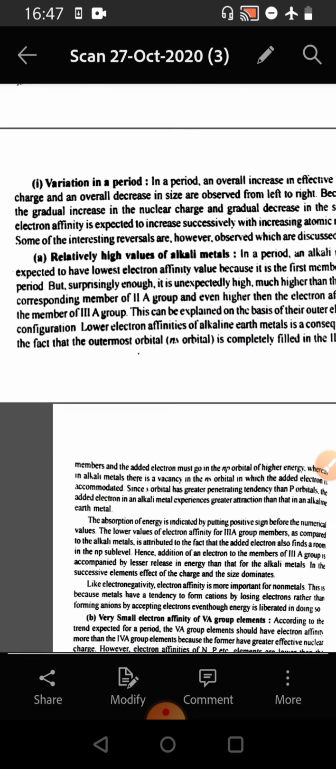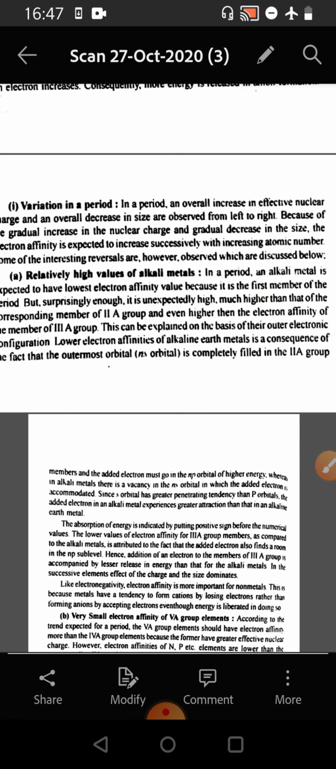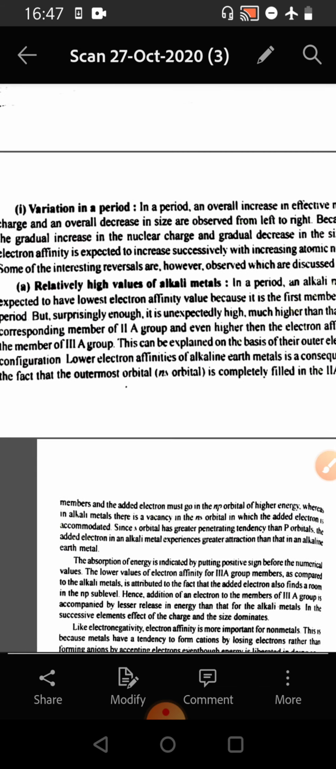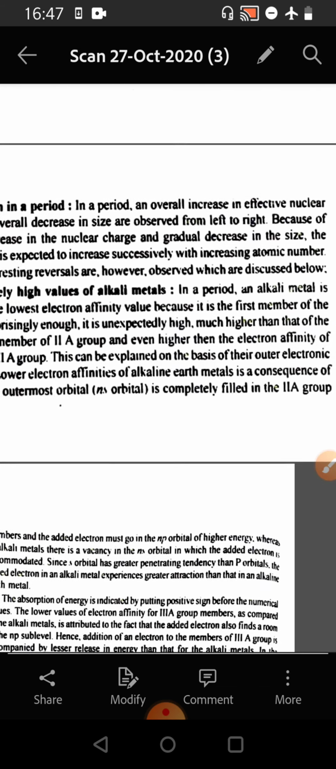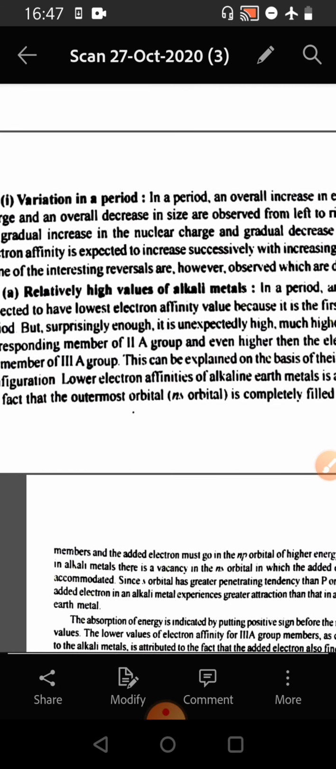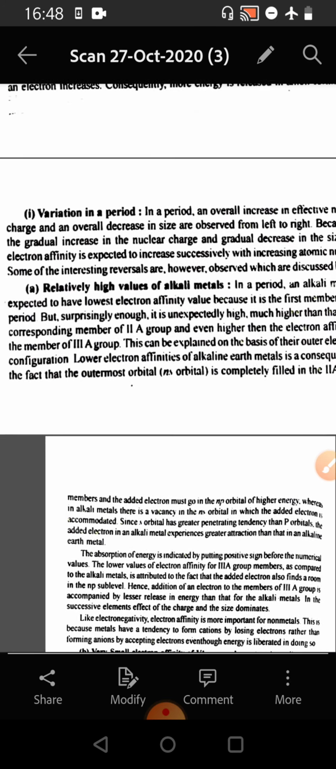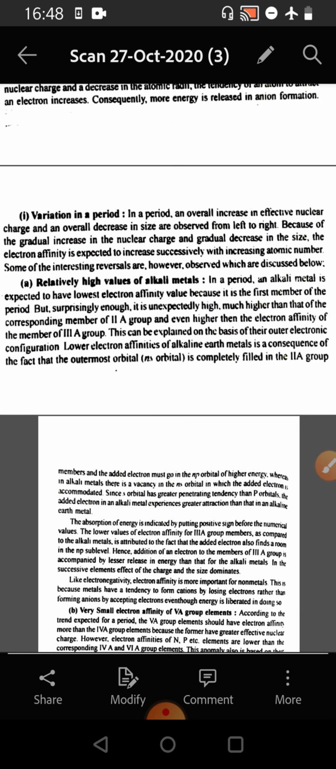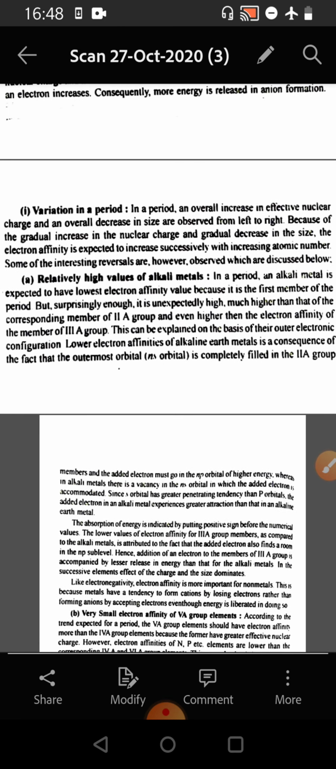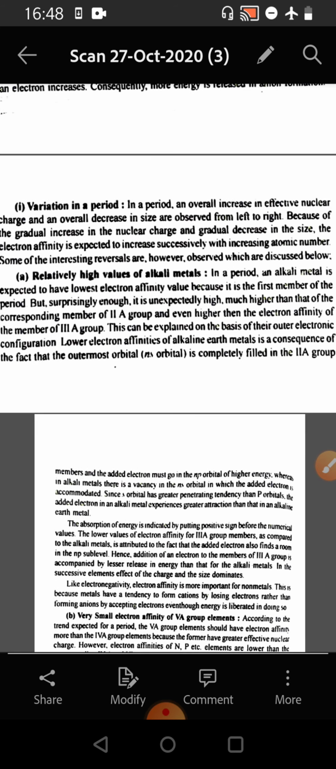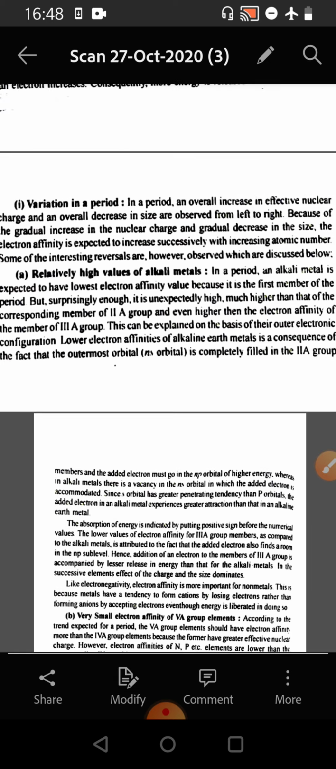Next we see the variation in a period. In a period, an overall increase in effective nuclear charge and an overall decrease in size is observed from left to right because of the gradual increase in the nuclear charge and gradual decrease in the size. The electron affinity is expected to increase successively with increasing atomic number. Some interesting reversals are, however, observed, which are discussed below.